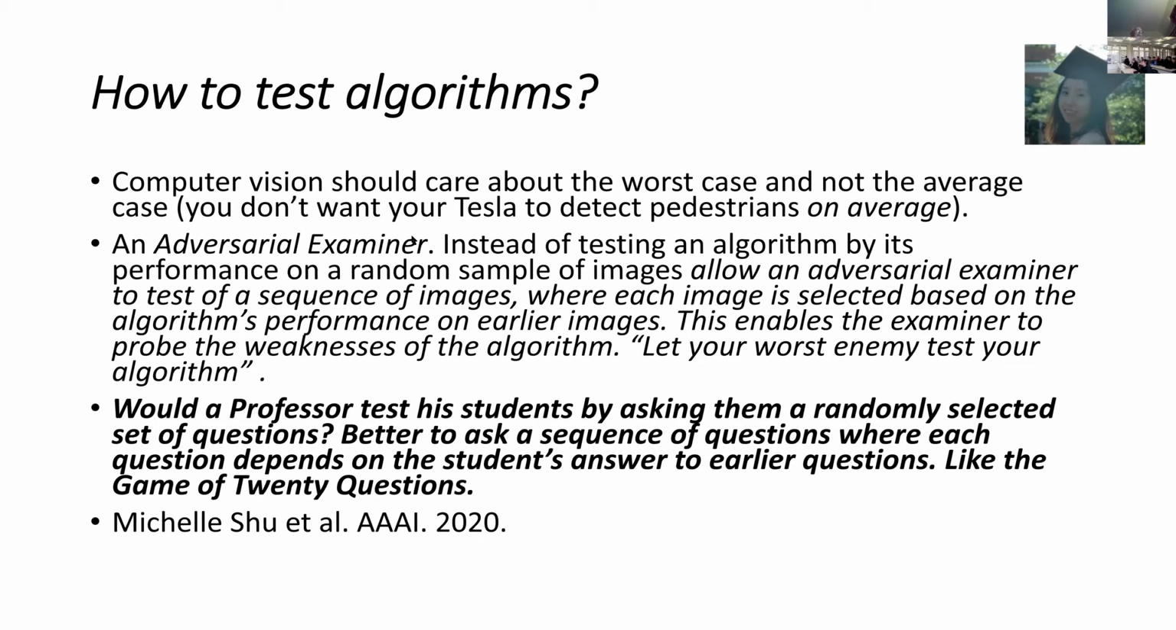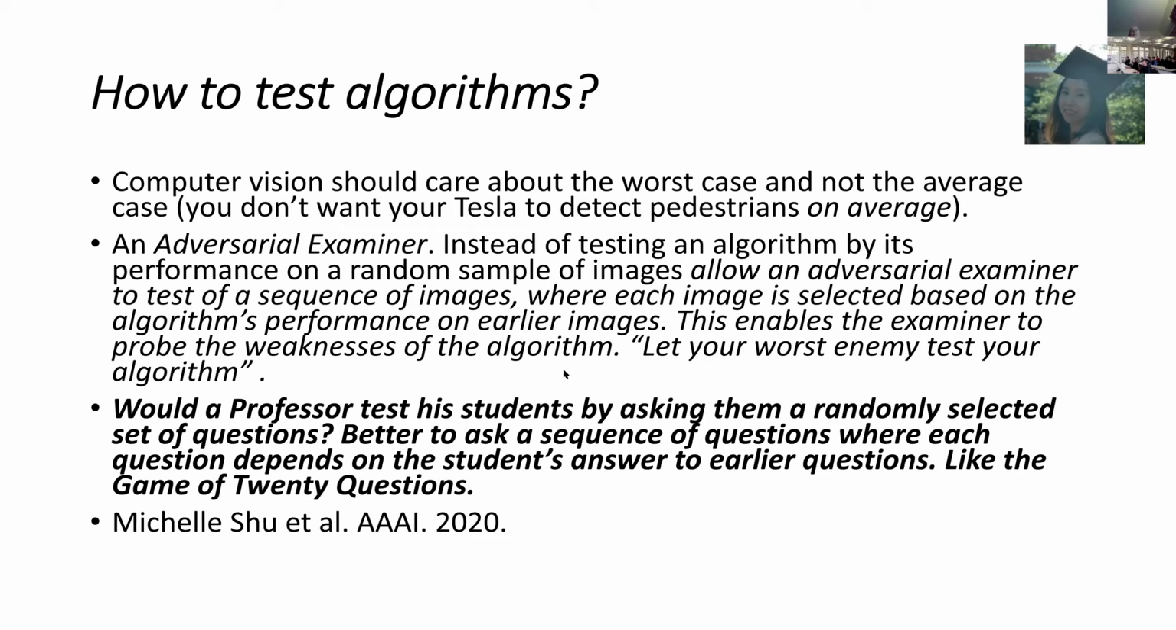So the argument, and this is more conceptual at the moment, is that instead of testing an algorithm by its performance on a random sample of images, which essentially is what we do if we follow machine learning protocols, you allow an adversarial examiner to test a sequence of images where each image is selected based on the algorithm's performance on earlier images. And so this enables the examiner to probe the weakness of the algorithm. The idea here is let your worst enemy test your algorithm.